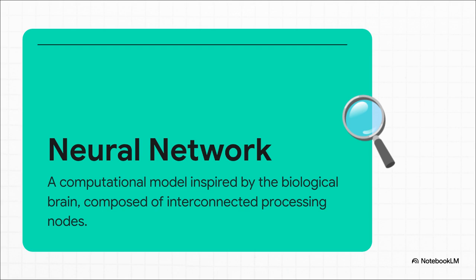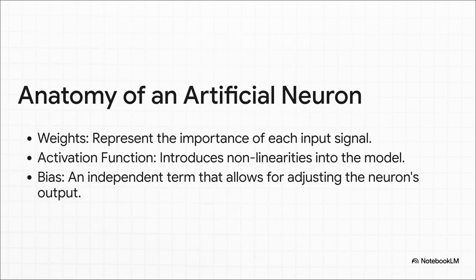Each neuron gets signals, processes them, and passes the result to the next layer. It's really a mathematical emulation of how we think biological learning works. Each artificial neuron is like a tiny judge. It receives several pieces of evidence, which are the input signals.